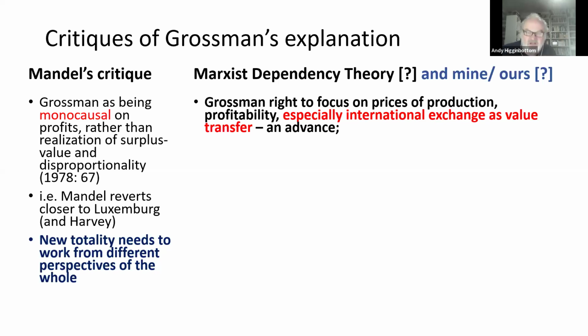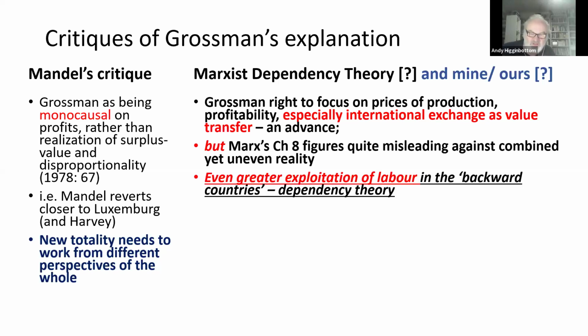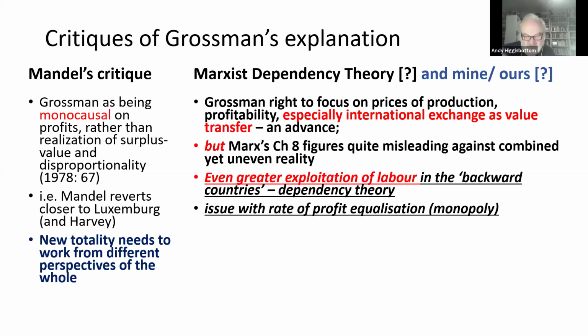So Grossman was right to focus on these prices of production and profitability, especially when it comes to international exchange, as a way in which value is transferred. I mean, that was an advance, absolutely right. But the figures he takes from Marx were quite misleading against the reality of this, a little in joke, combined and yet uneven reality. Because in reality, there's a greater exploitation of workers in the backward countries. That's the Marxist dependency theory thesis, right?